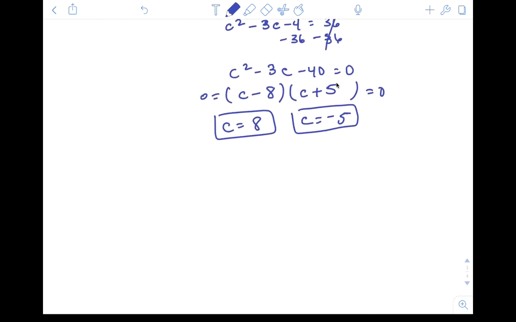Let's check them. It's tempting to just go for the calculator again. But that's okay. Let's make sure you see how to do this in case you don't have a calculator on that part of the test or a quiz or something like that. So 8 plus 1 is 9. 8 minus 4 is 4.